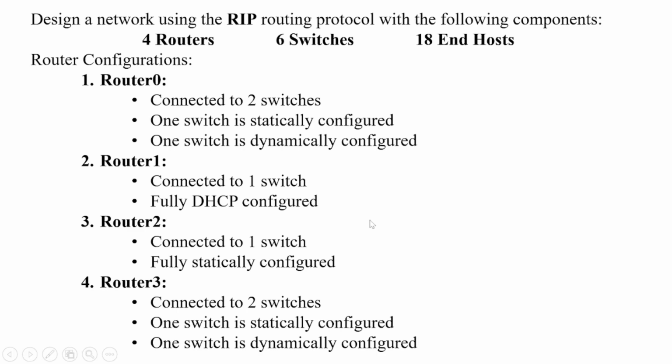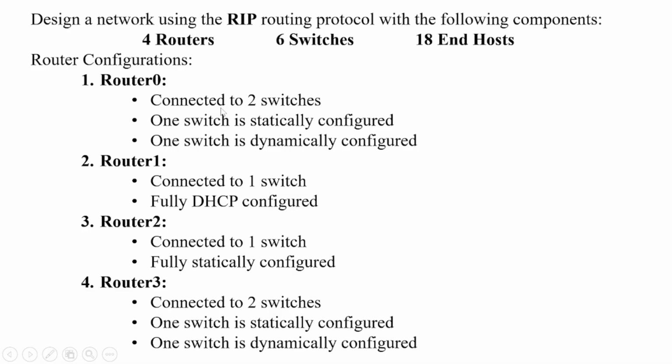Hello everyone. In this video, we design a network using the RIP routing protocol with the following components: 4 routers, 6 switches, and 18 end hosts. So here are some router configuration rules.